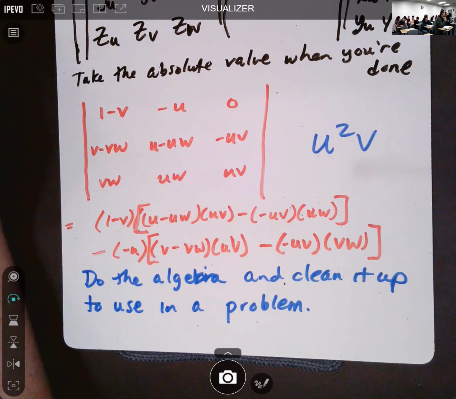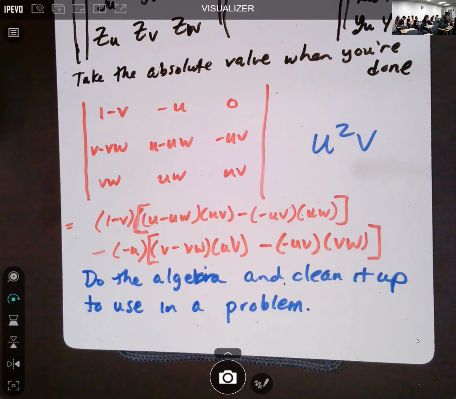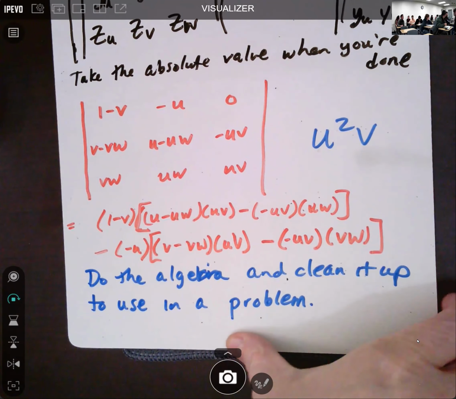That was the point of this. We're not going to clean it up though. We're going to move on. That's way too much waste of time.